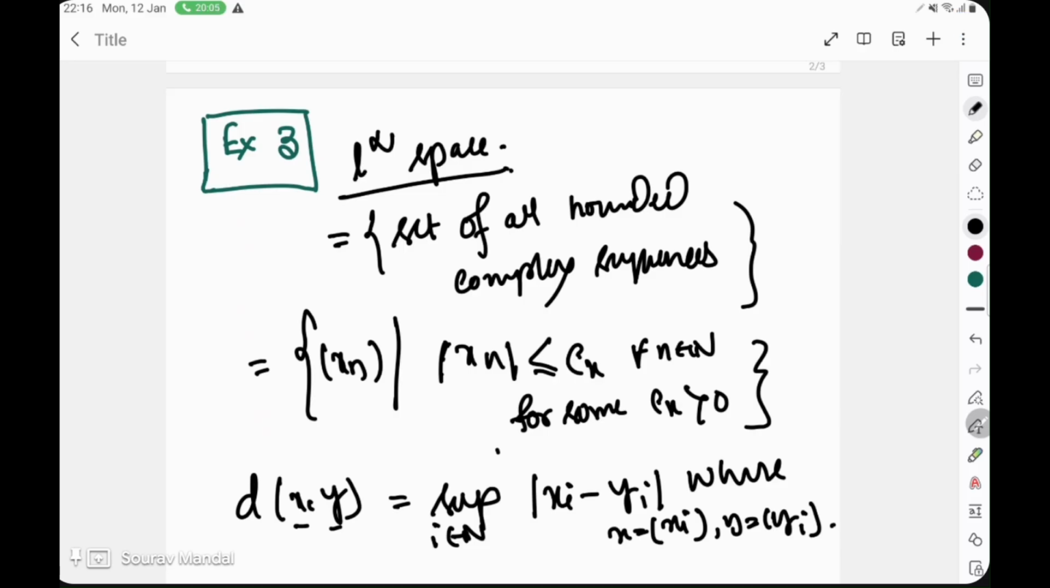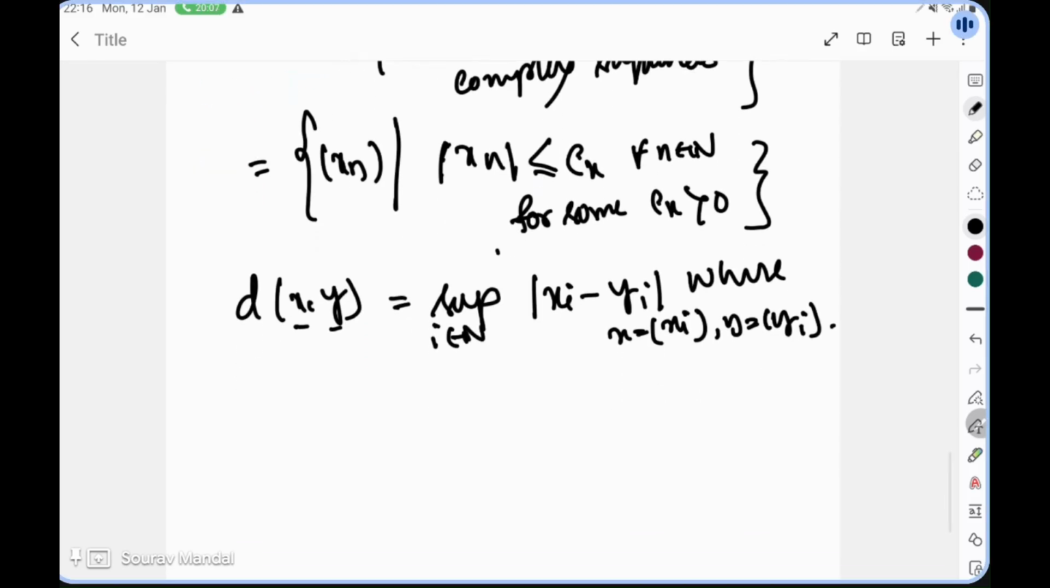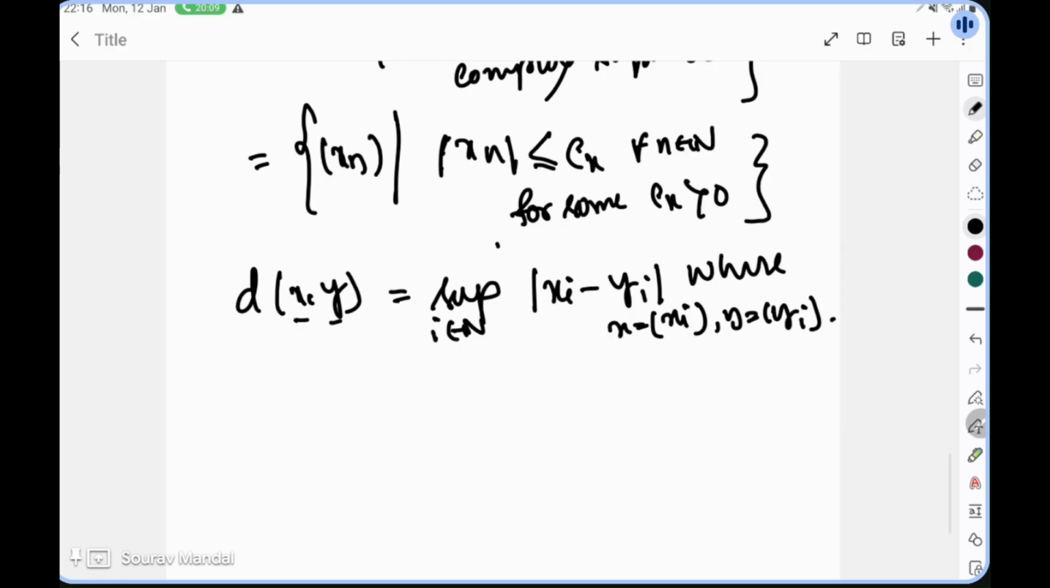So this is your homework: whether this d, the sup metric, forms a metric or not. As I am telling you, it is the sup metric, so it obviously forms a metric, but check it yourself. First thing: clearly the modulus function is always a non-negative function.